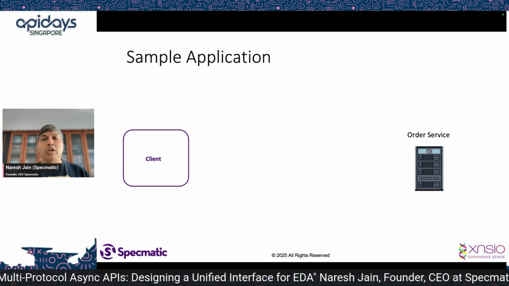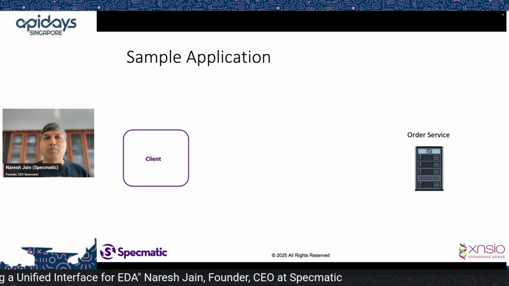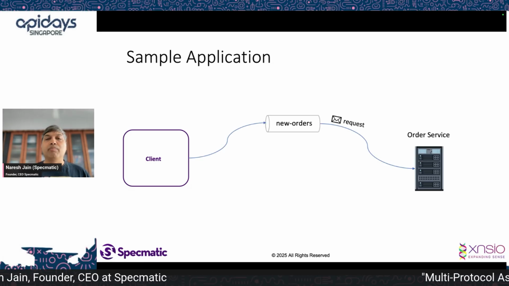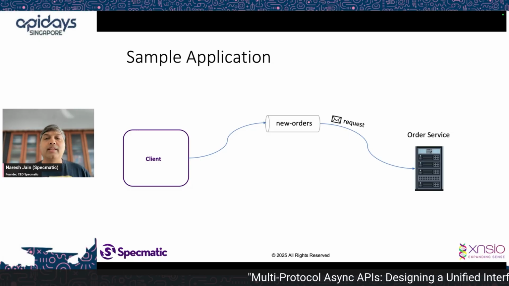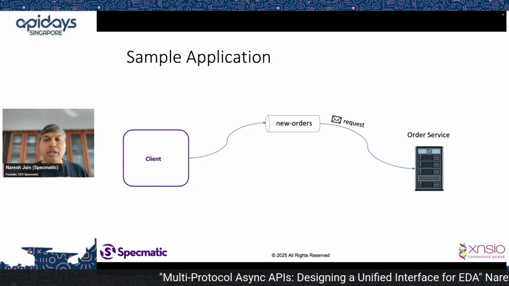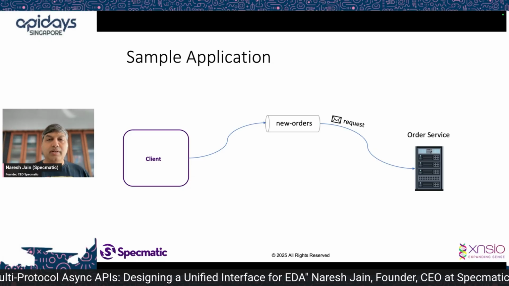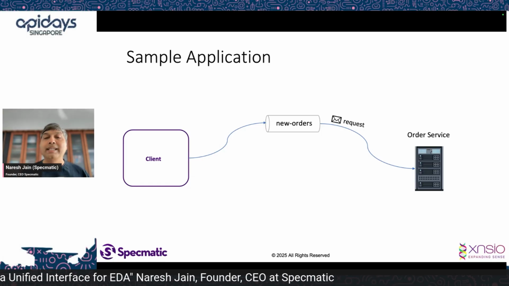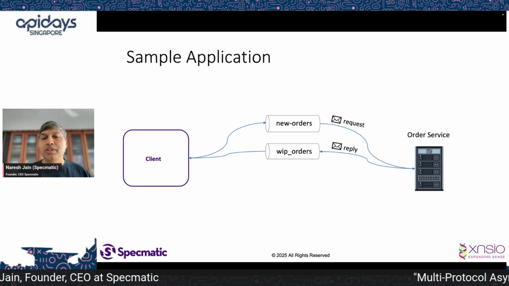So let's say I have an order service which accepts orders, and also communicates updates to that order. You might have a client which puts a message on a new order topic, and that would be a request coming into your order service. The order service would accept that new order, and then provide an order ID back to the client so that they can track progress on the order itself.